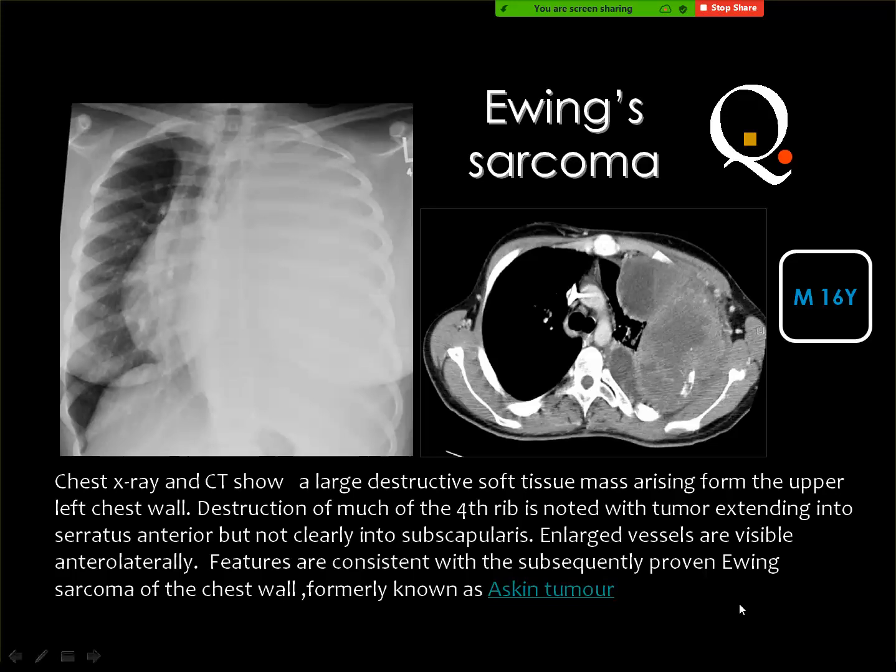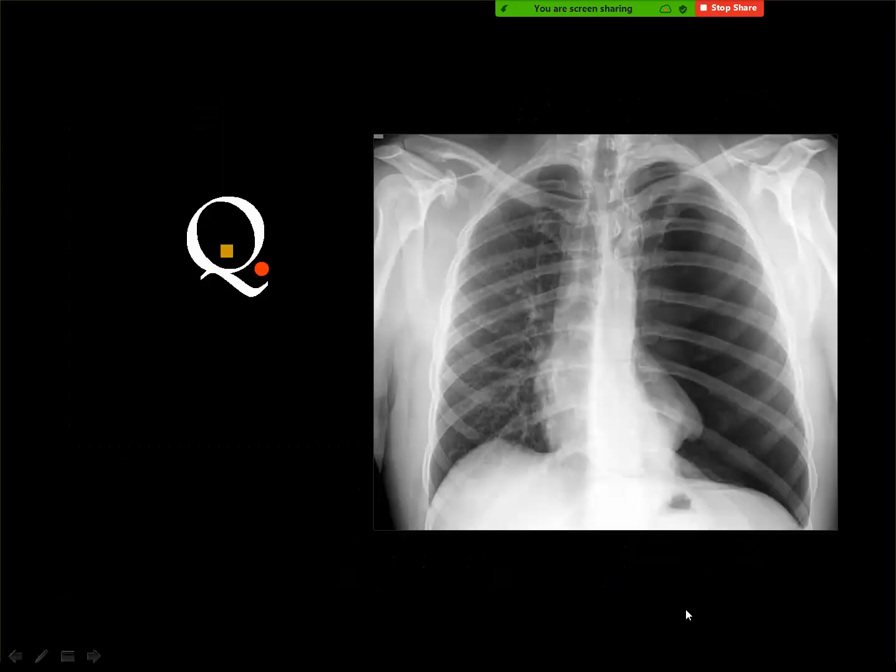But we are still confined to the rules that say if you got a mass, and this is actually a mass of the chest wall, not a mass in the lung, because it is almost centralized to the chest wall, then you think of Ewing sarcoma instead of bronchogenic carcinoma.